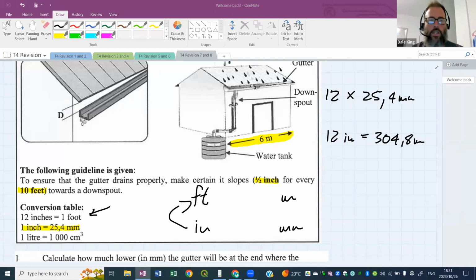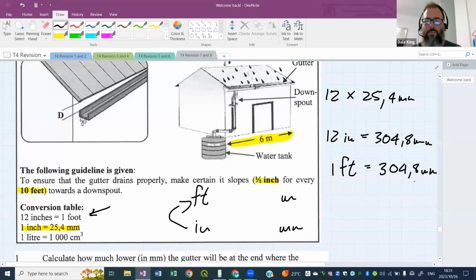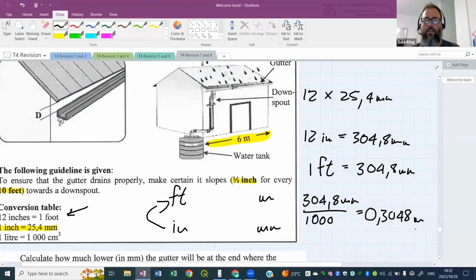Yes. Now, 12 inches, according to the conversion on the bottom left there, is 1 foot. So I can write here 1 foot equals 304,8 millimeters. But I need meters, don't I? That's fine. I know how to convert millimeters into meters. You know to change millimeters into meters, you divide by 1,000. This is going to give me 0,3048 meters. Isn't it? Yes.